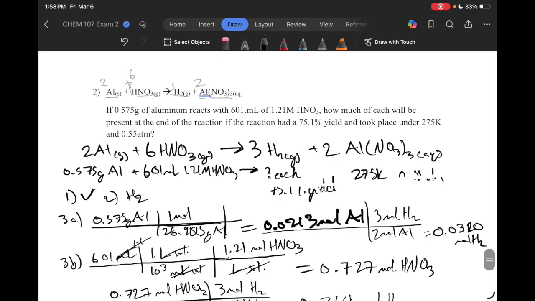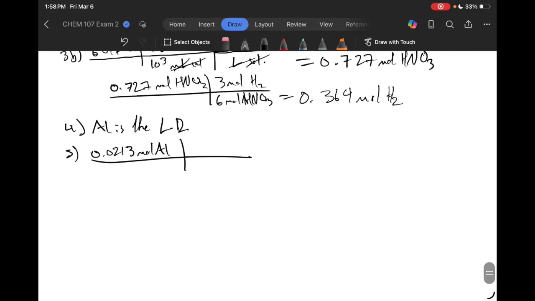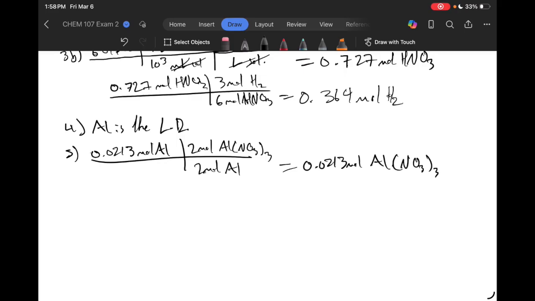For every 2 moles of AlNO3, we have 2 moles of aluminum, so it's going to be a 2 mole AlNO3 and 2 moles of aluminum. 2 over 2 cancels out, so we have 0.0213 moles of AlNO3. Okay. So now step 6. We need to find how much of our other reactant is left over. We need to find our excess.